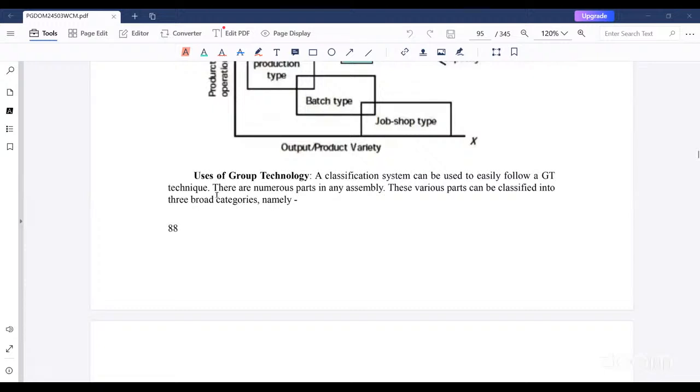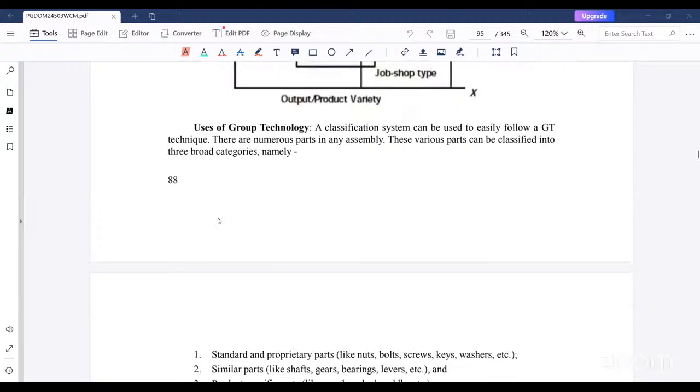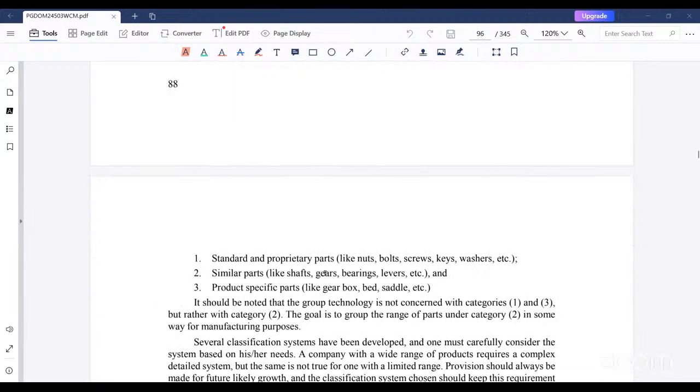Uses of group technology. It is used where there are numerous parts in an assembly, like nuts, bolts, screws, keys, washers. These are standard and proprietary parts. There are also similar parts like shafts, gears, bearings, levers, and product specific parts like big gearbox, bed, saddle, etc. So this is where group technology is used, with small batch production.